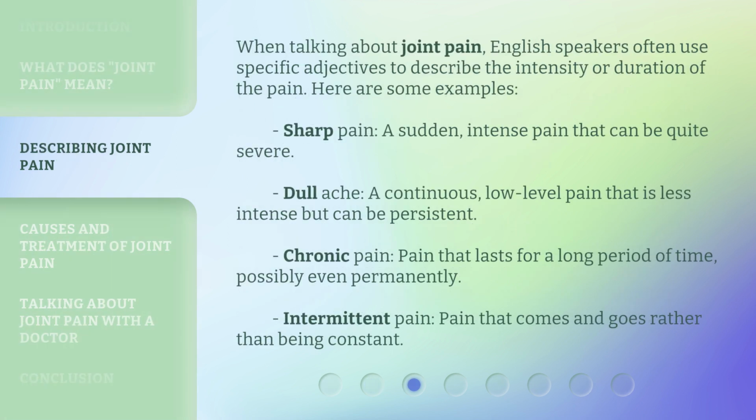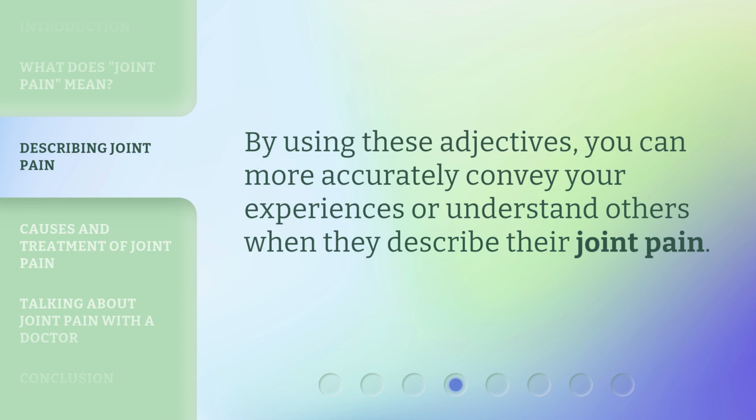When talking about joint pain, English speakers often use specific adjectives to describe the intensity or duration of the pain. Here are some examples. Sharp pain, a sudden, intense pain that can be quite severe. Dull ache, a continuous, low-level pain that is less intense but can be persistent. Chronic pain, pain that lasts for a long period of time, possibly even permanently. Intermittent pain, pain that comes and goes rather than being constant. By using these adjectives, you can more accurately convey your experiences or understand others when they describe their joint pain.